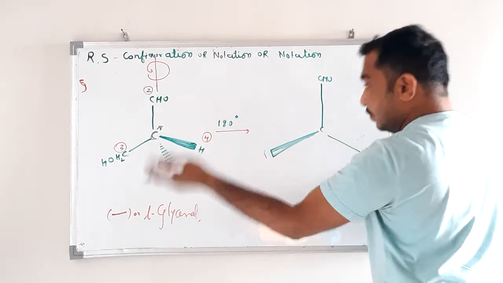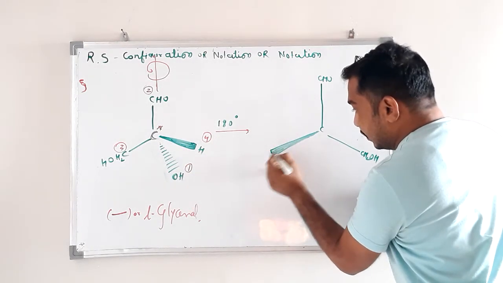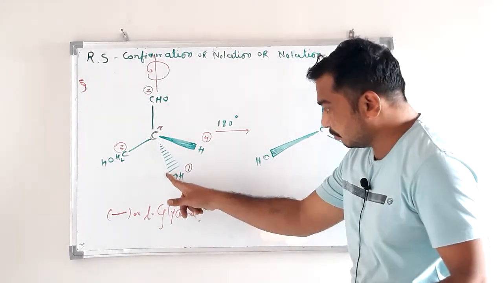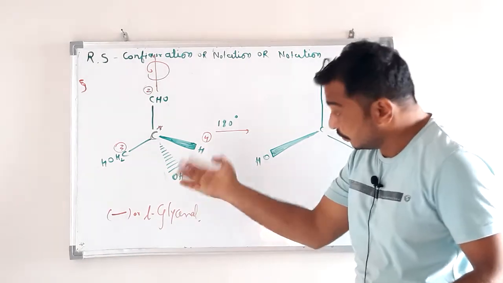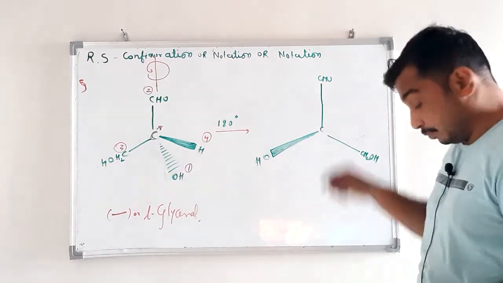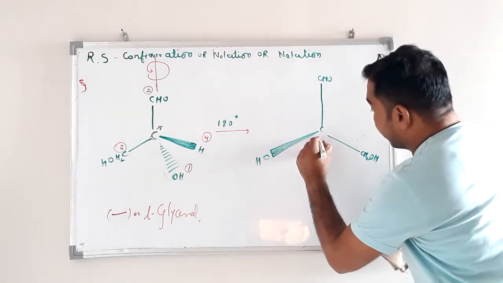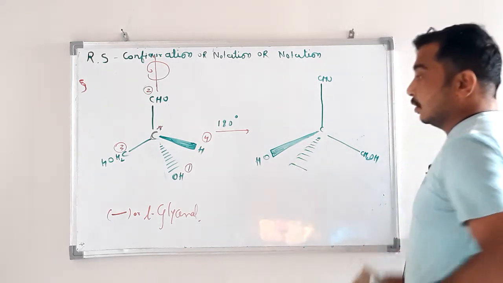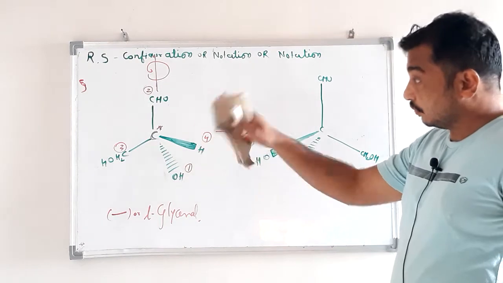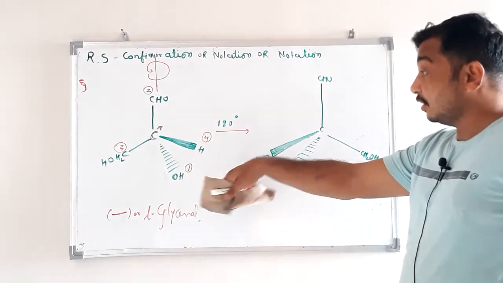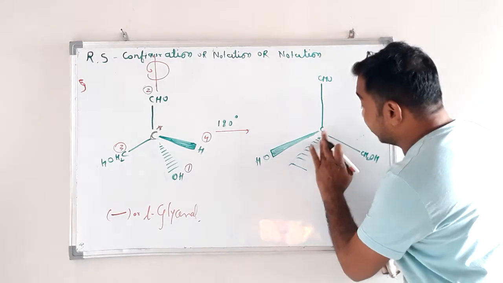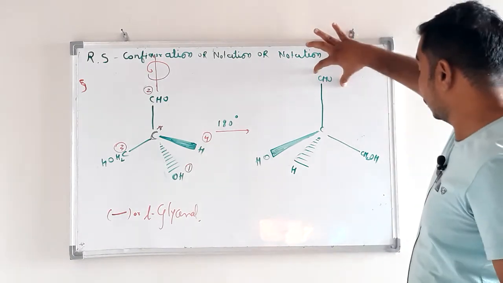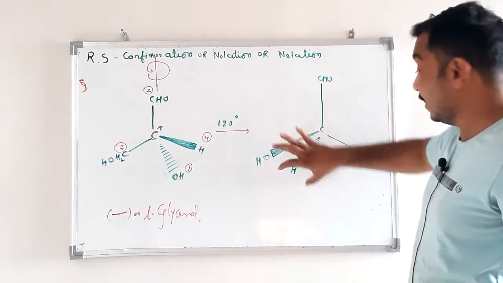The OH group will be on the front side, meaning we will have this type of bond, because now it is on the rear side, but after rotation the OH group will be on the front side. Front side is denoted by this dark wedge bond. The hydrogen which was on the front side before rotation will now be on the back side. Hydrogen like this, CHO, CH2OH, OH group and hydrogen.